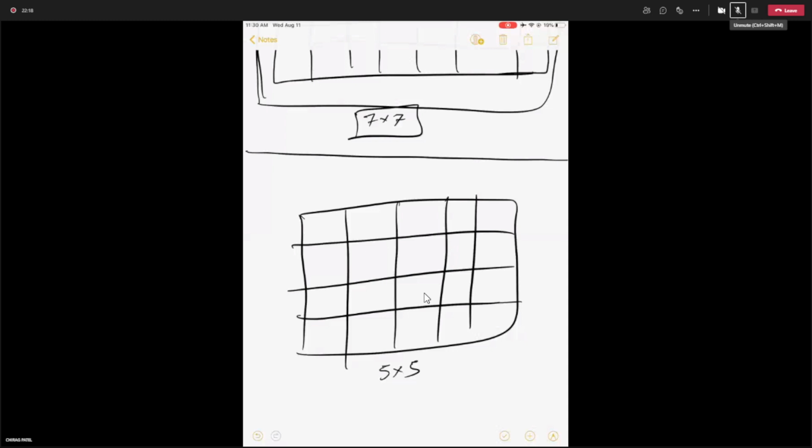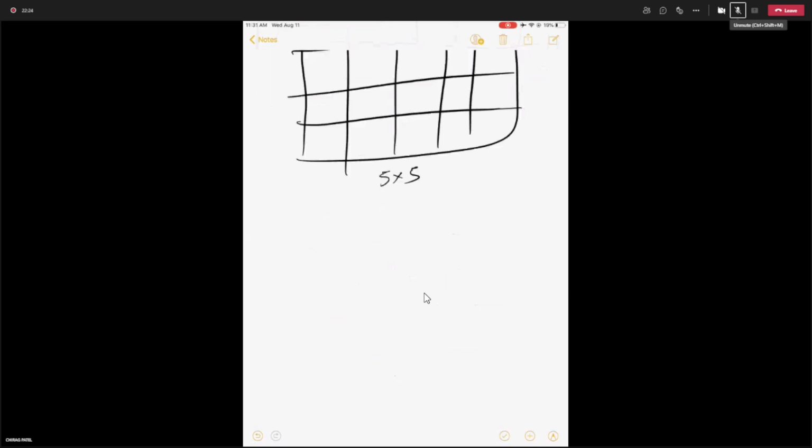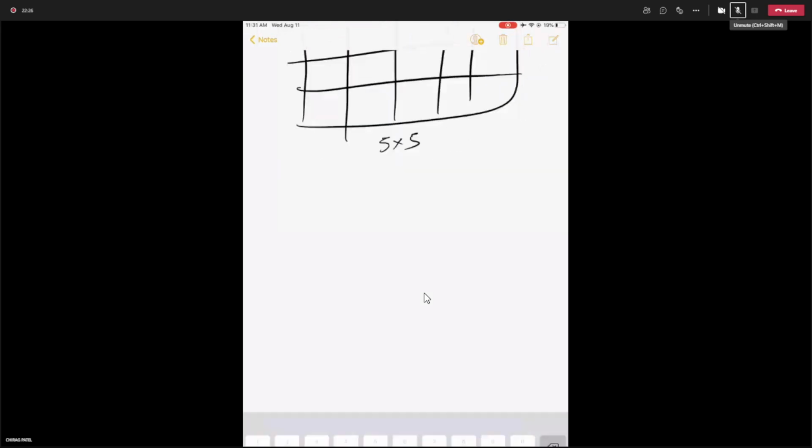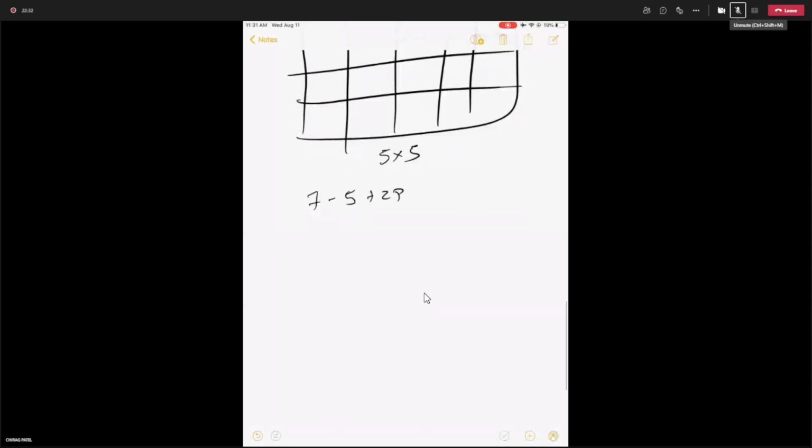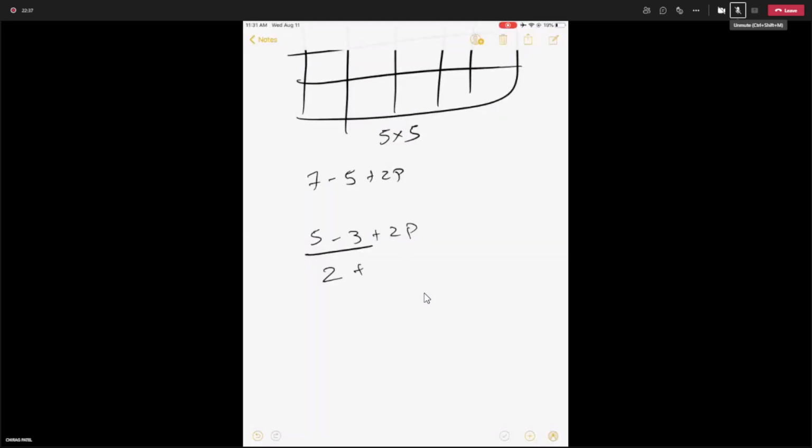2 rows and 2 columns on both sides. 2 rows, 2 columns, he is telling. Your formula is 7 minus 5 plus 2p. If last time it was 5 minus 3 plus 2p, and this is 2p. The padding value is 1 because you are adding 1 row and 1 column.